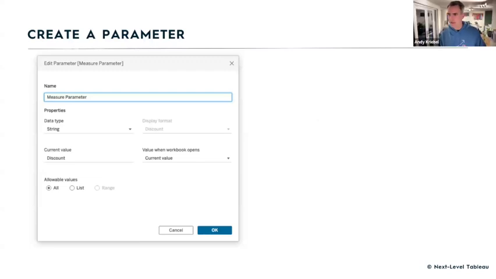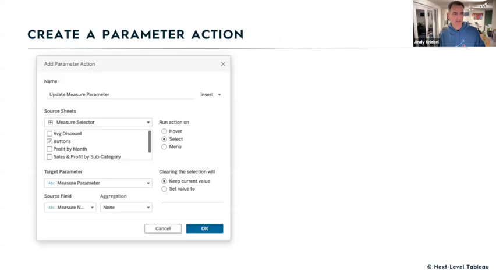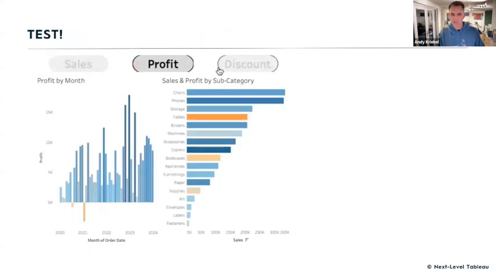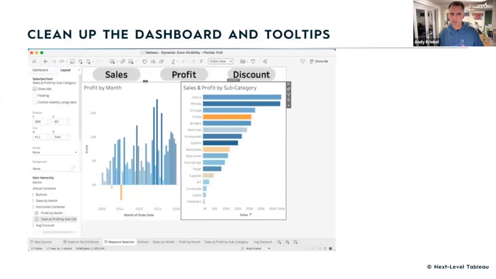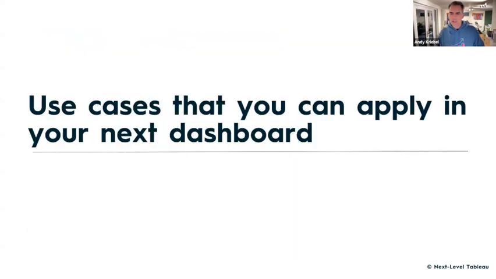Okay, so we create a parameter. Oh, nice screenshot here. We show the calculation, or we create those 3 calculations, create our parameter action, give it a test, and then at the end, make sure you clean up your tooltips and do all of that. Okay, and I will make sure that you get this workbook as well. I'll send you the workbook, I'll send you the slides, and you'll also get the video.